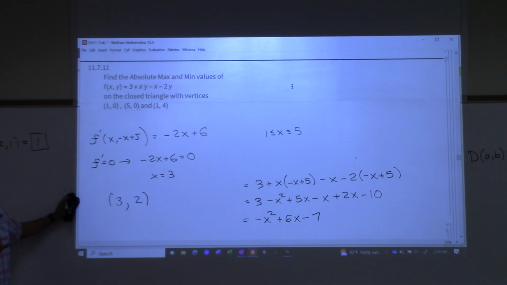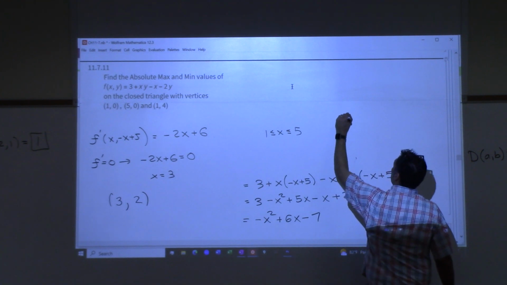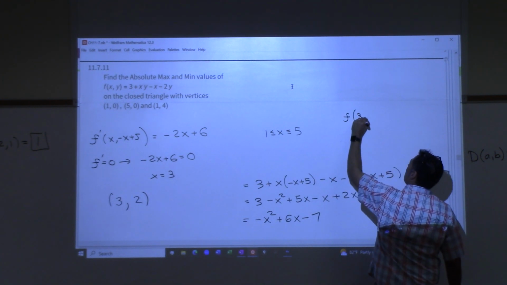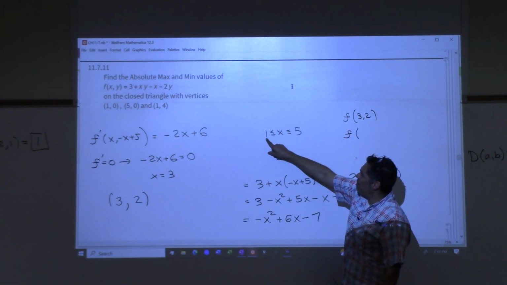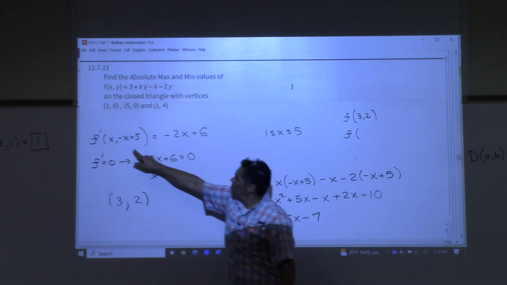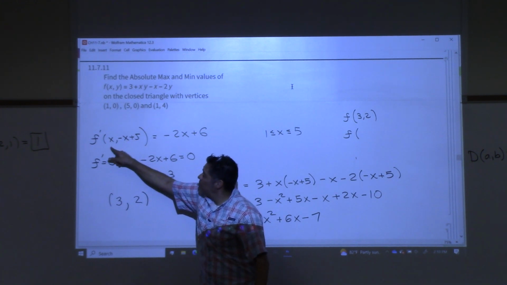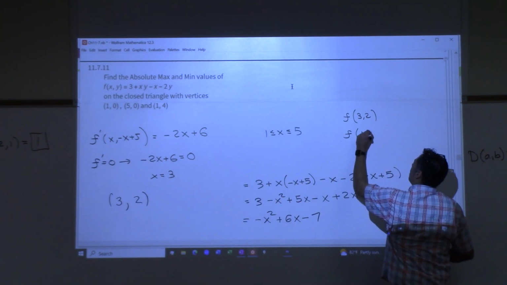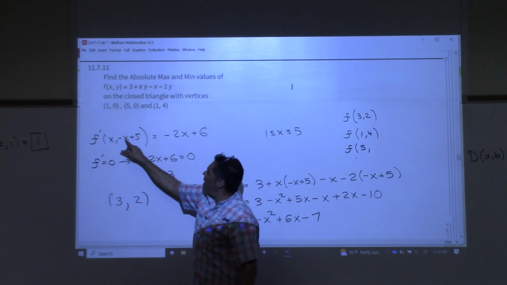Something interesting is happening here. And where else do I need to check? Because I'm not done. I have to check the two endpoints. But the good news is, didn't we already check those on L1 and L2? We did. I'm going to write them down still. So now I'm going to take the original function, evaluate it at 3, 2, and when x is 1 and when x is 5. When x is 1, what's y? 4. And when x is 5, you get 5, 0.